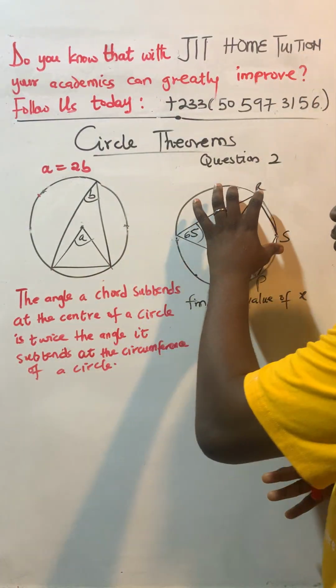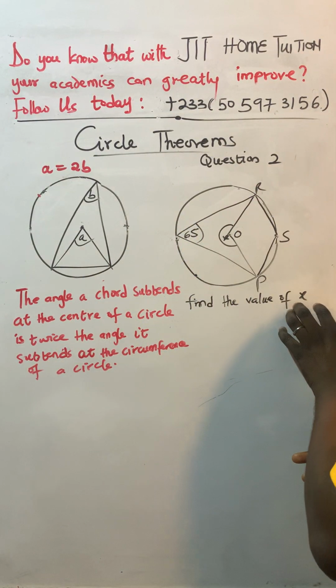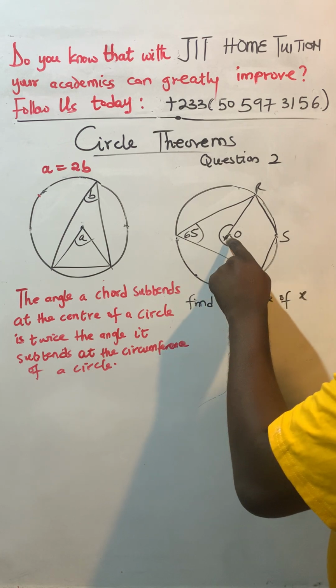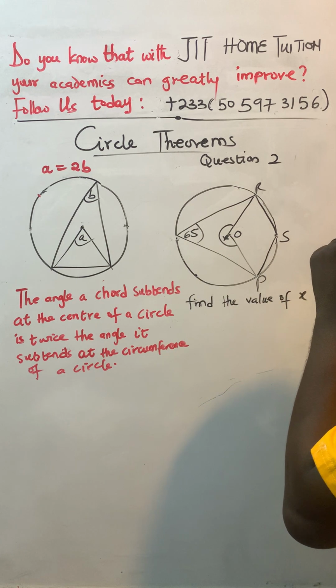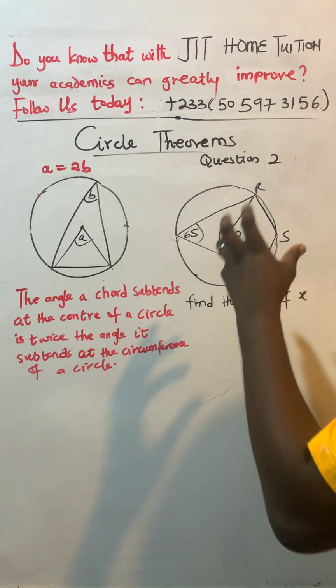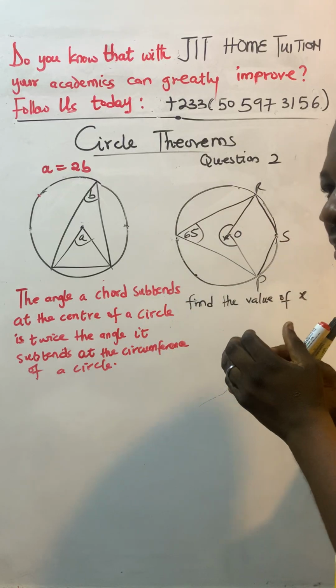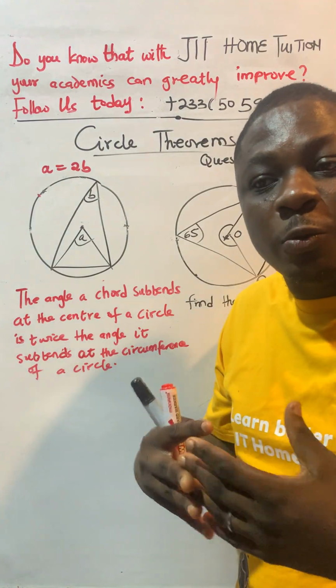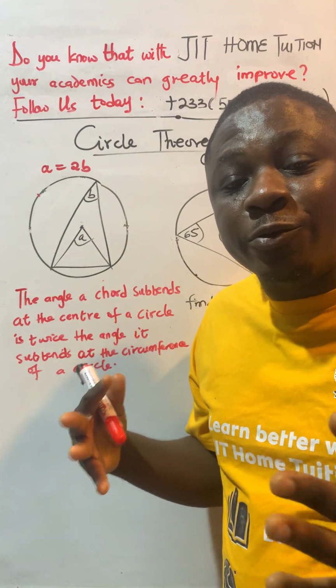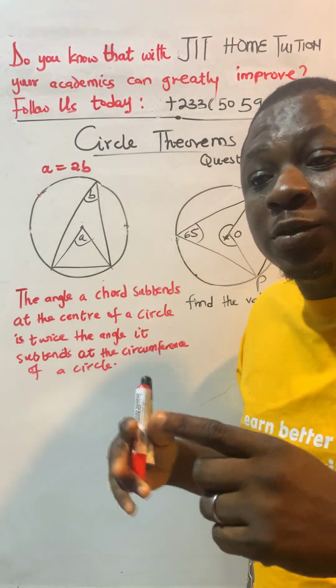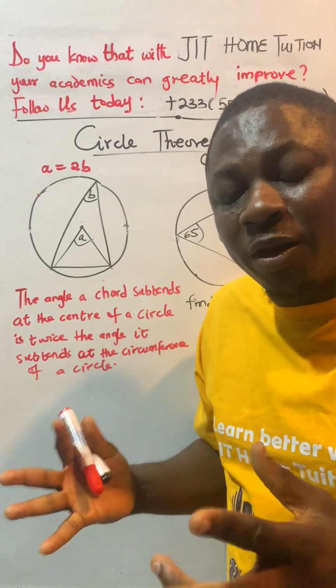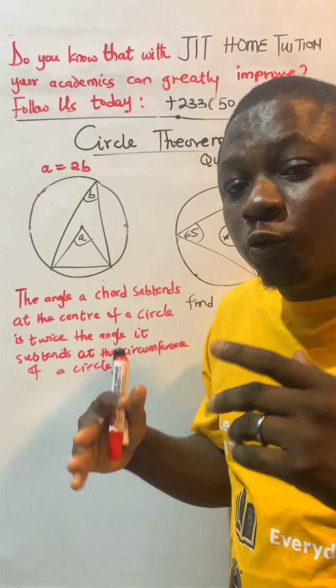Now today we have this question on the board to solve. The question says: find the value of X. Look at the position of X. Whenever you come across a question like that, the next thing you need to ask yourself is which theorem you are actually going to use. Sometimes it may require you to use more than one. So which of them are you going to use?